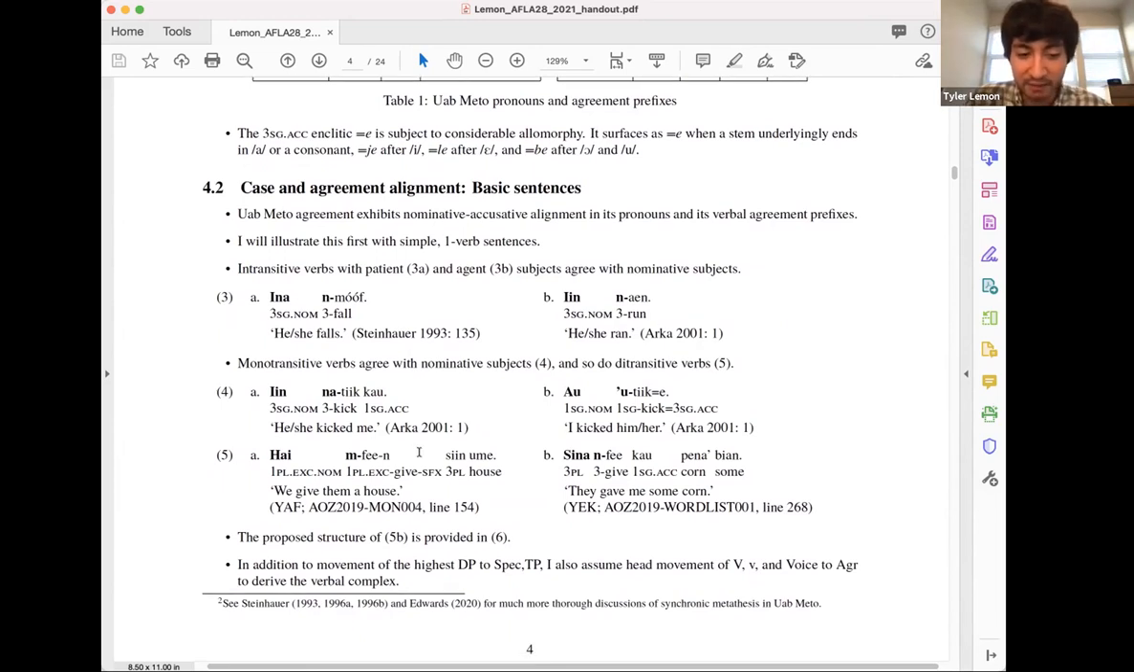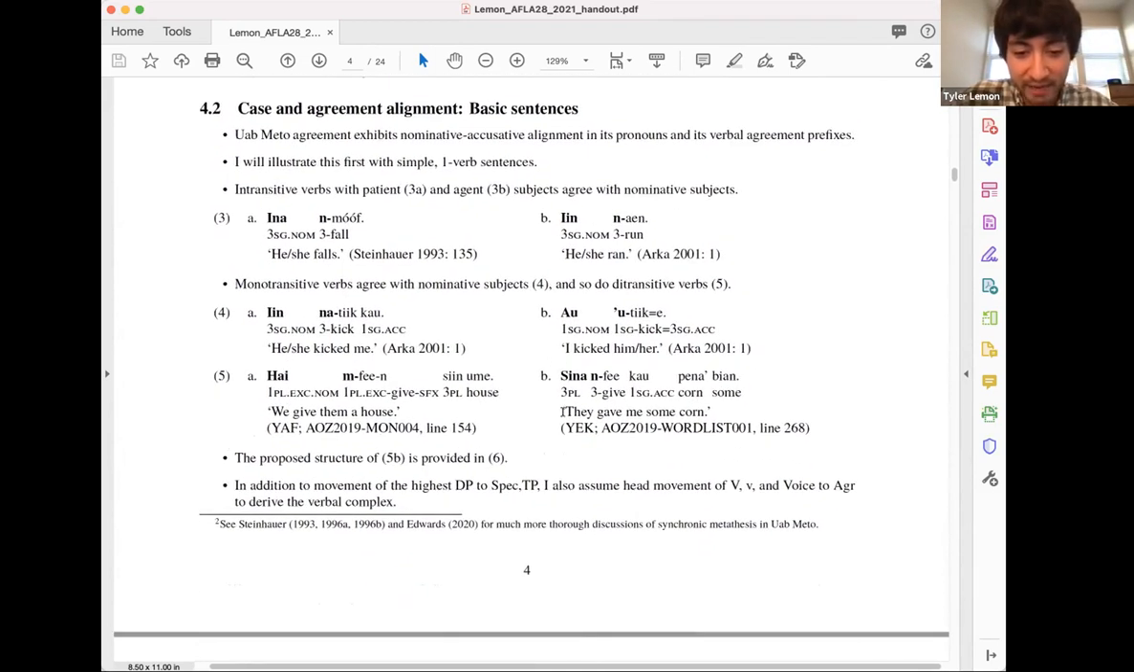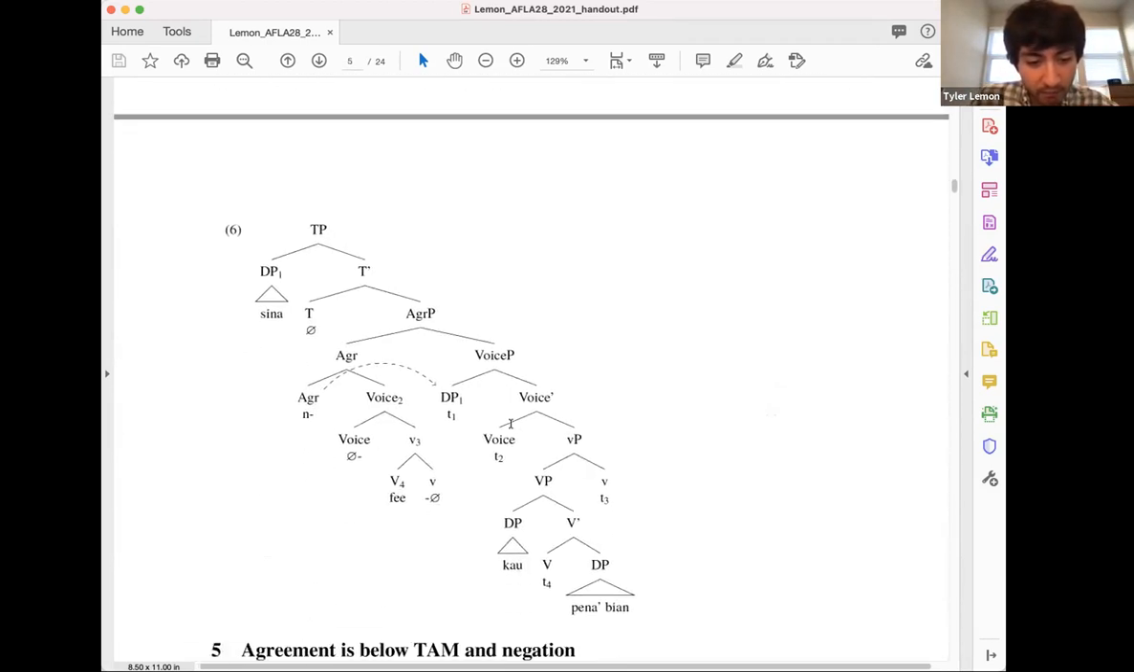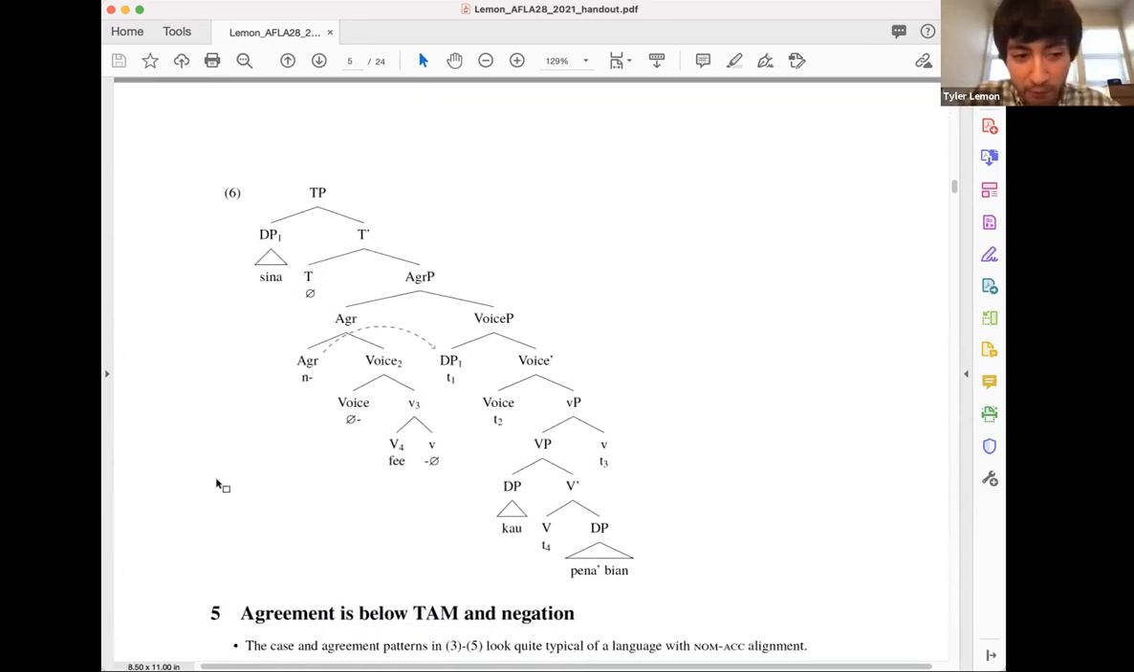And you see the same thing with ditransitives, where you still have nominative subjects and you have agreement with that nominative subject and not either of the objects. So just to illustrate the analysis, the proposed structure of 5b, they gave me some corn, is provided in 6 here. So I'm assuming that agar agrees with the highest argument, the subject, generating spec voice P. The verbal complex is assembled with head movements to agar, and ultimately the subject moves to spec TP, with the other arguments staying in C2. Okay, so those are the basics.